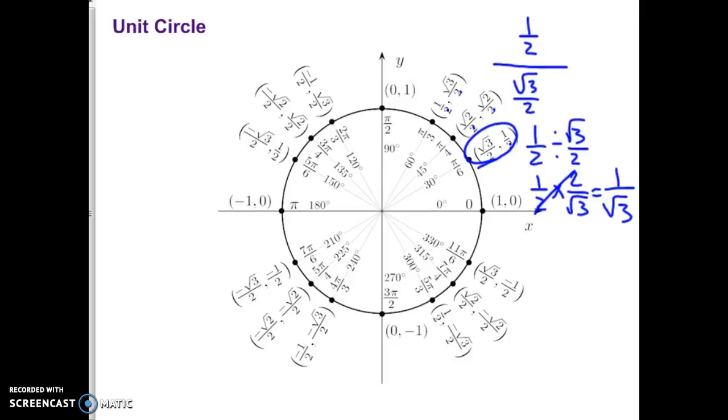I cannot leave my tangent like this. I need to rationalize, so I get root 3 over 3 as the tangent at this spot. Remember how I just said the denominator is always 2? The 2's will always cancel.